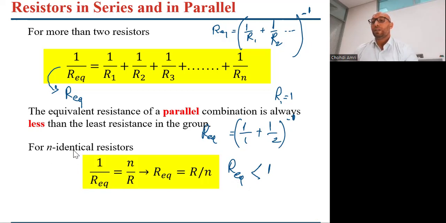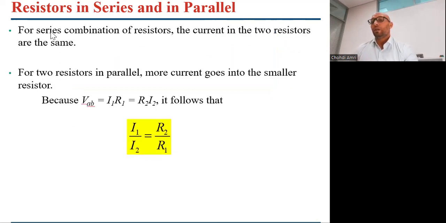For n identical resistances in parallel, 1 over R equivalent will be n multiplied by 1 over R, or we can say R equivalent will be R over n, and n is the number of resistors in the circuit. Okay, for a series combination of resistors, the current is the same. The current in the two resistors is the same. For the parallel combination, more current goes into smaller resistors.